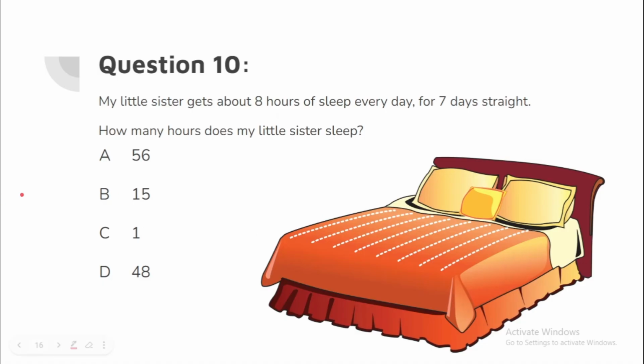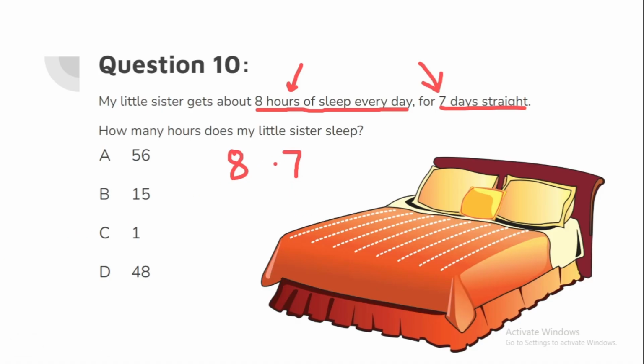All right, question 10. My little sister gets about 8 hours of sleep every day for 7 days straight. Underline stuff, guys. Remember? 8 hours of sleep every day for 7 days straight. How many hours does my little sister sleep? So, let's see. We have 8 hours. We have 7 days. So it probably has to do with those two. 8 and 7. So if anything is less than that, it probably cannot be possible.